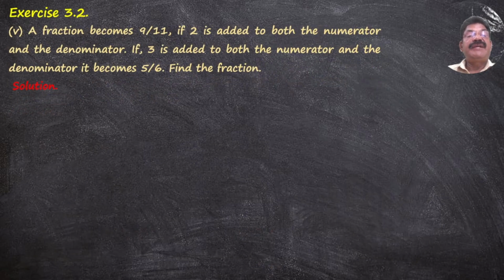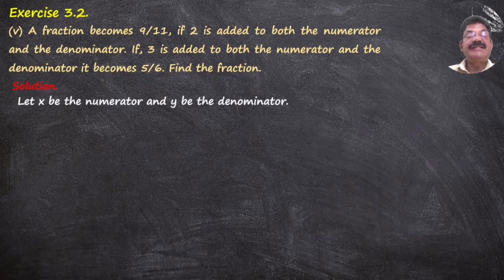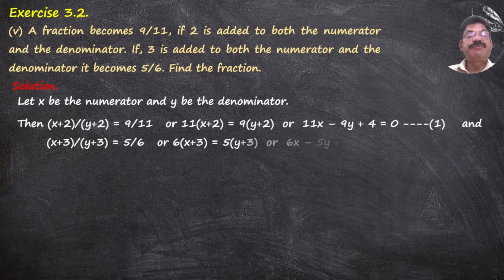Fifth problem. A fraction becomes 9 divided by 11 if 2 is added to both the numerator and the denominator. If 3 is added to both the numerator and the denominator, it becomes 5 by 6. Find the fraction. So a fraction has a numerator and a denominator. We take x as the numerator and y as the denominator. So what we are given, x plus 2 divided by y plus 2 is equal to 9 by 11. When you reduce it, you get 11x minus 9y plus 4 equal to 0. That is equation number 1.